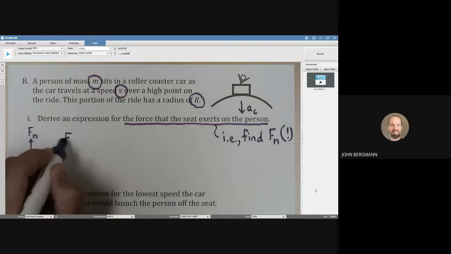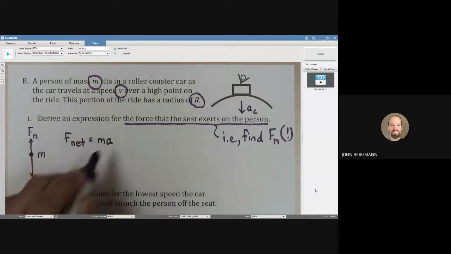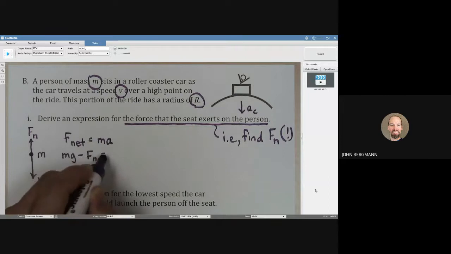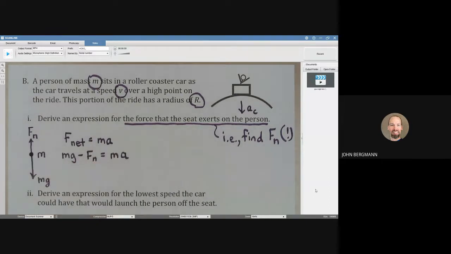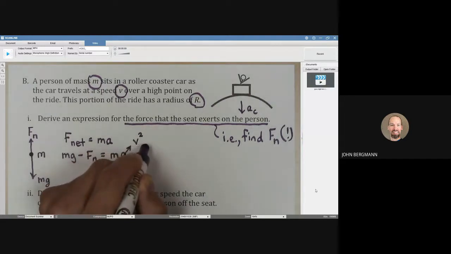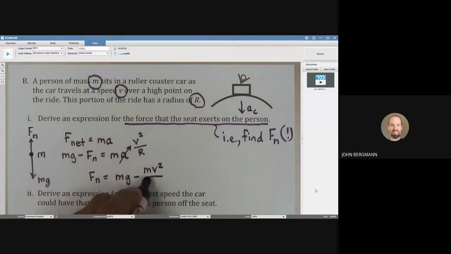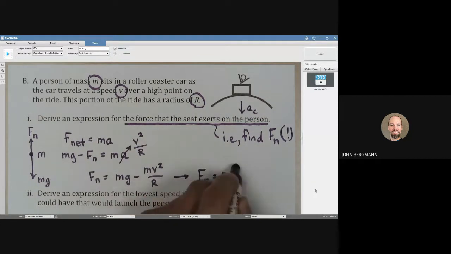Let's now use Newton's second law. The net force is equal to the mass times the acceleration. Since mg is bigger, mg minus Fn is equal to the mass of the object times its acceleration. We are traveling in a curved path. We just said that a centripetal acceleration is numerically equal to the speed squared divided by the radius of curvature. Therefore, the normal force is mg minus mv squared over r. We can make that a little prettier by factoring out an m: Fn equals m times g minus v squared over r.